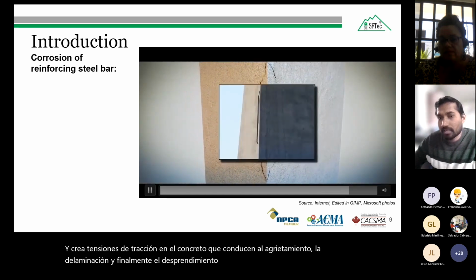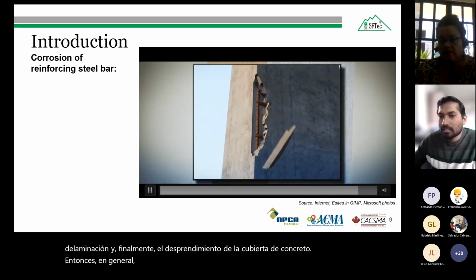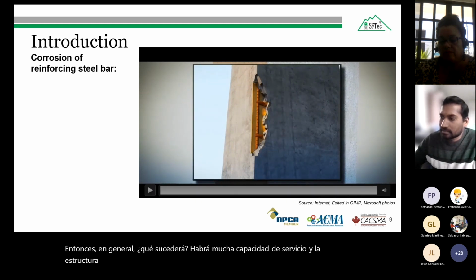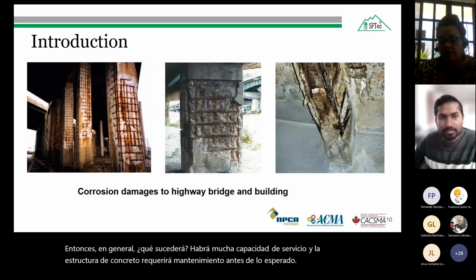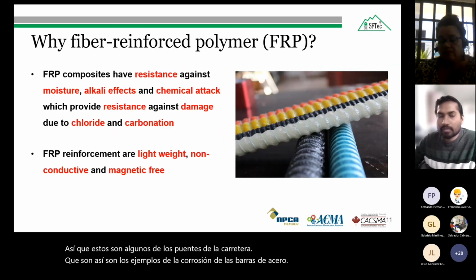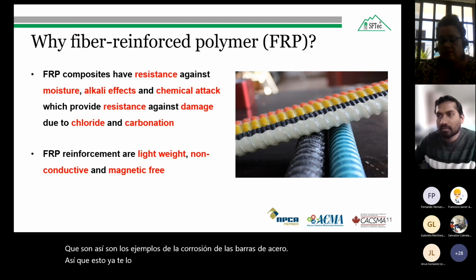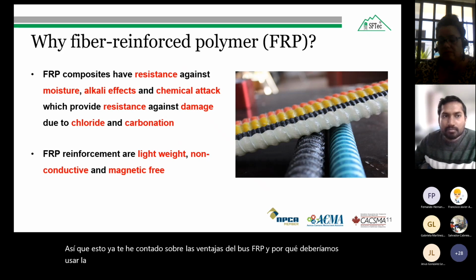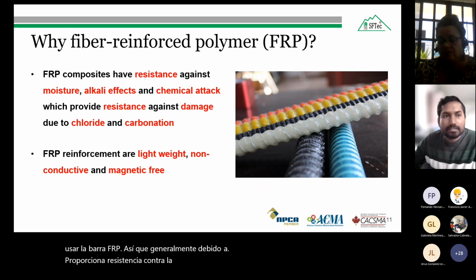So generally what will happen, there will be loss of serviceability, and the concrete structure will require maintenance earlier than expected. So these are some of the highway bridges, which are examples of the corrosion of the steel bars. I have already told you about the advantages of FRP bars and why we should use FRP bars. Generally, they provide resistance against moisture, alkali effects, and chemical attacks. In addition, FRP bars are lightweight, non-conductive, and magnetic free.